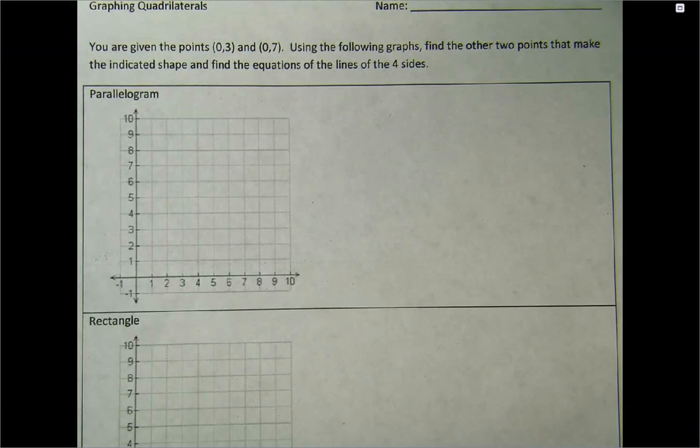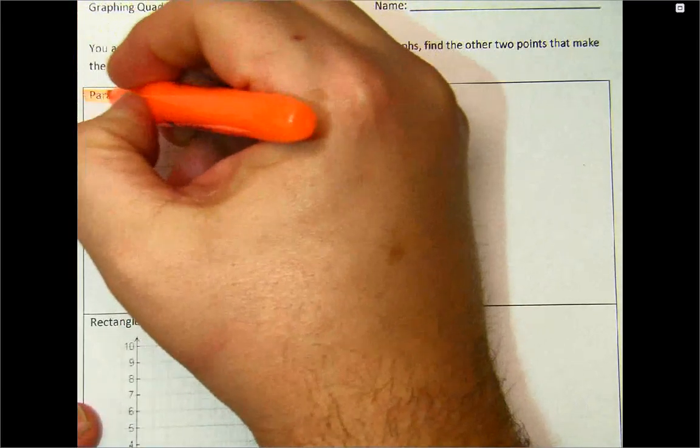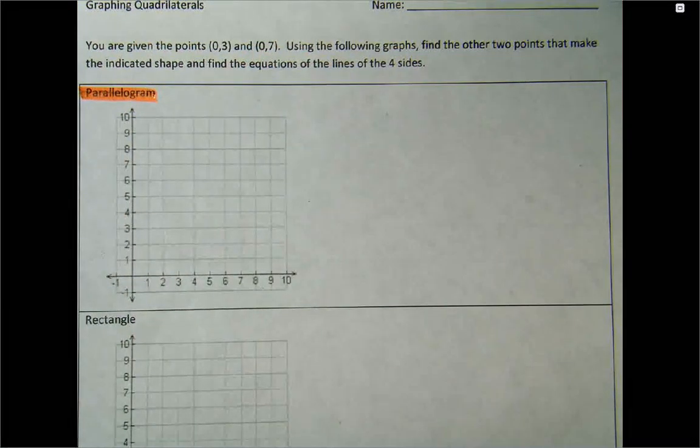Basically what you're going to do is make the indicated shape here. Like for example, this guy's a parallelogram. So we're going to make a parallelogram in this first one. Now for every single shape, I wanted to start off nice and easy for you.